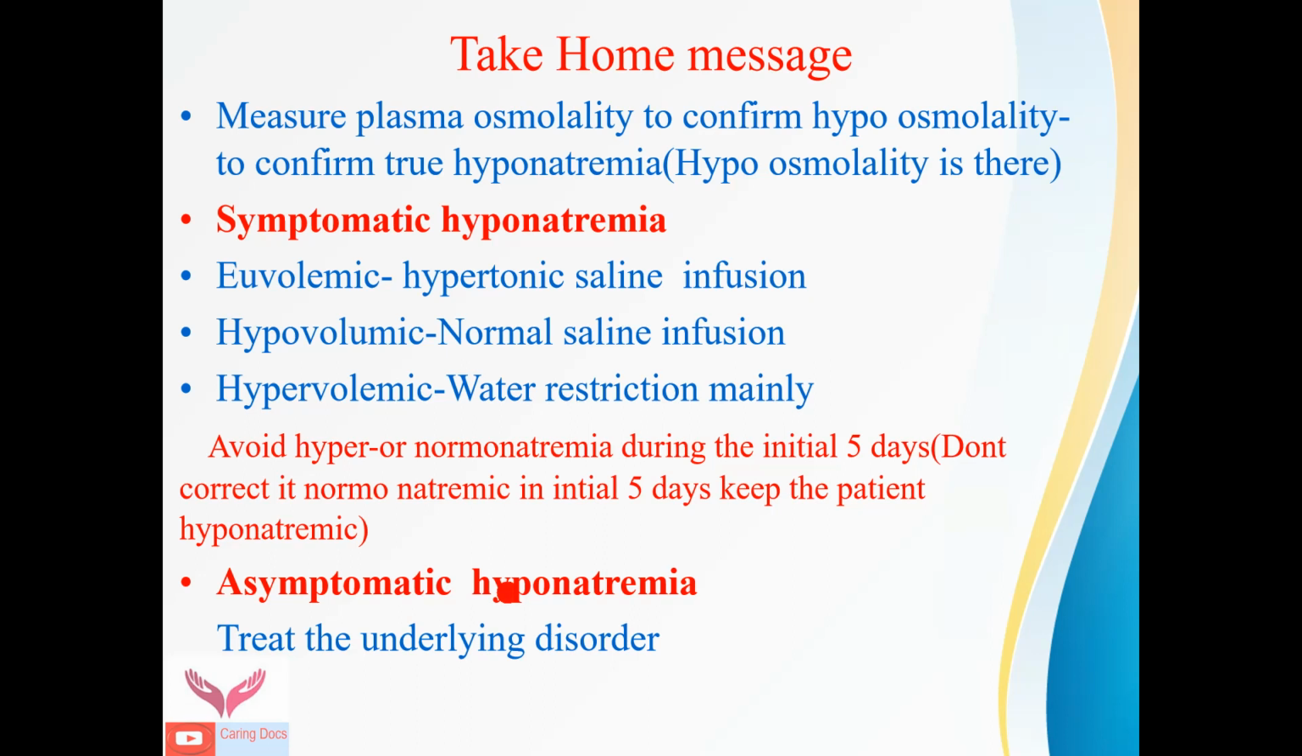If the patient has euvolemic hyponatremia, we have to give hypertonic saline infusion. If the patient has hypovolemia, then normal saline can be given. If the patient has hypervolemia, then we have to give water restriction mainly, or we can add tolvaptan or furosemide depending upon the case. Always avoid hyper or normonatremia during the initial 5 days, meaning we should not overcorrect the hyponatremia. Just try to keep the patient hyponatremic for the initial 5 days.